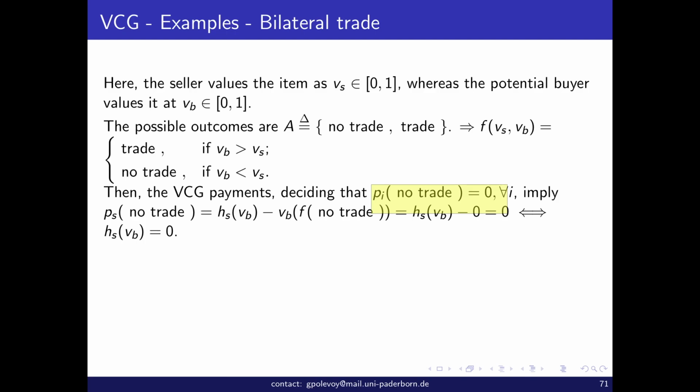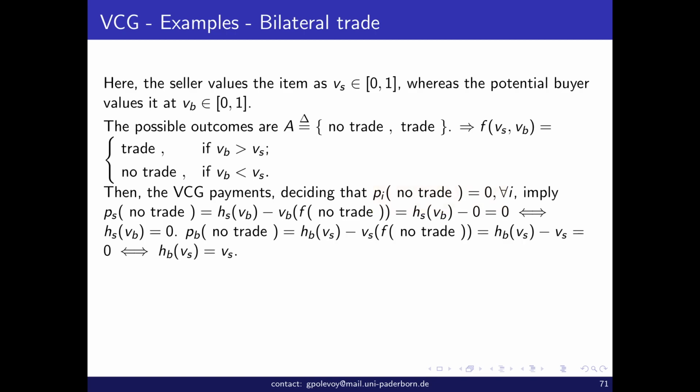That's the result of this requirement on the payments. Here we just use the payment for the seller. No trade is going to be 0. Second, what happens for the buyer? For the buyer, similarly, the payment in no trade is h_B of the value of the seller minus the value of the others, the seller here, for the chosen alternative, no trade. Now that means h_B of the value of the seller minus how much the seller values what has happened. The value of the chosen alternative, not to trade, is the seller's value of having the item, which is V_S. And we require again that to be 0.